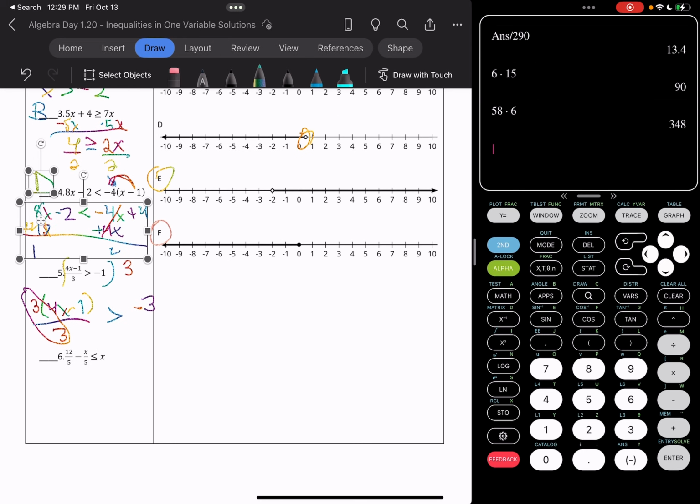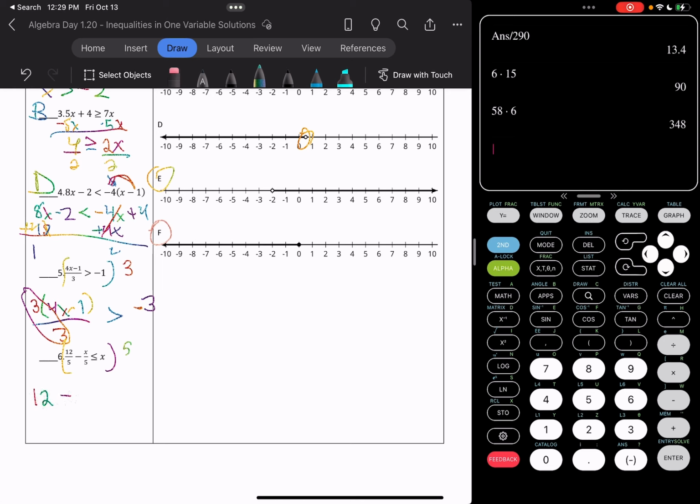Okay, same thing down below here. I would just go ahead and multiply this whole thing by 5. Remember, you have to multiply each term by that. So 5 times 12 is 60. 60 divided by 5 is 12 because 5 over 5 is 1. So we have 12 minus x is less than or equal to 5x. See if you can continue from that point forward. Make sure to show your work.